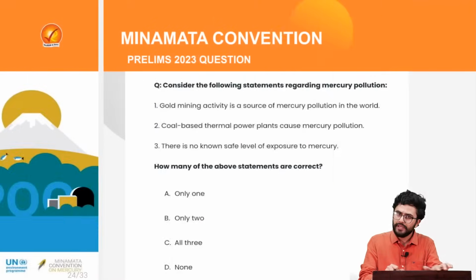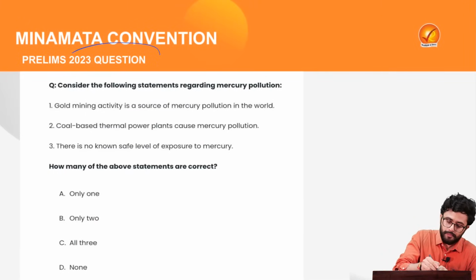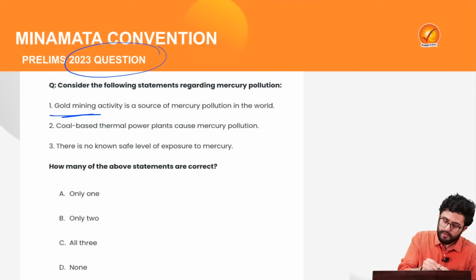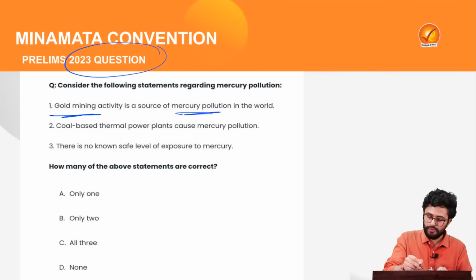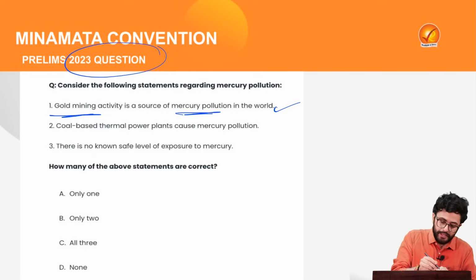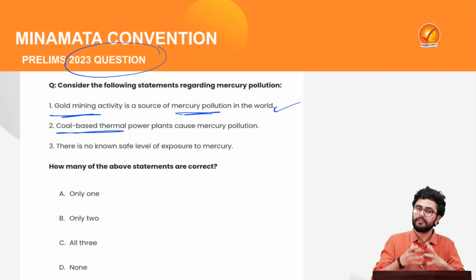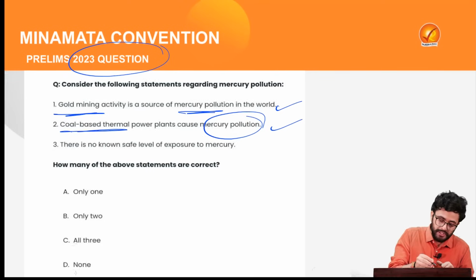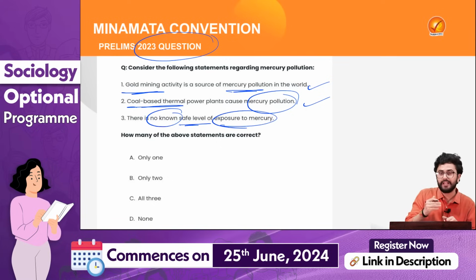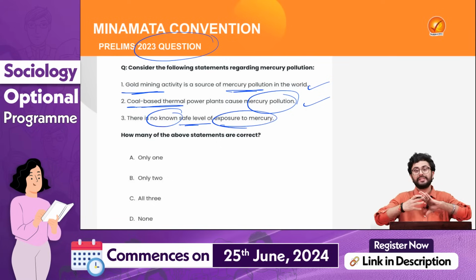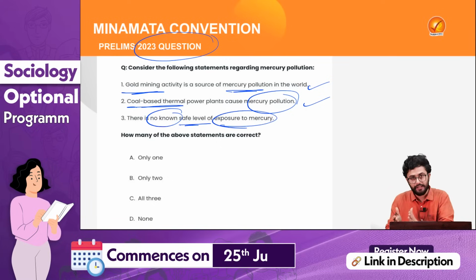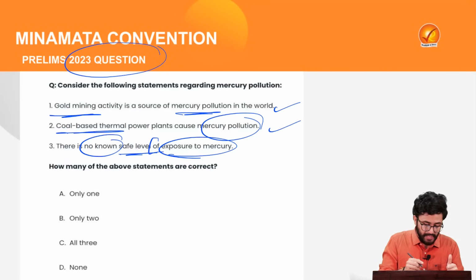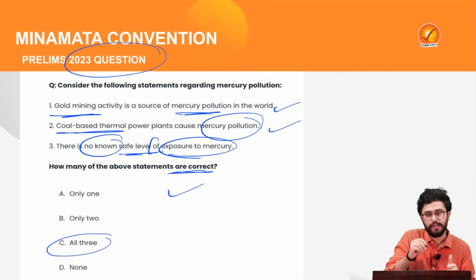On the basis of this information, let's try to attempt a Prelims 2023 question, where the first statement says that gold mining activity is a source of mercury pollution. Yes, indeed it is true. The second says that coal-based thermal power plants and use of fossil fuels cause mercury pollution. Yes, indeed. The third statement says that there is no known safe level of exposure to mercury, because there has been no global agreement yet on what exactly defines the safe level of exposure to mercury. Thus, all three statements are correct.